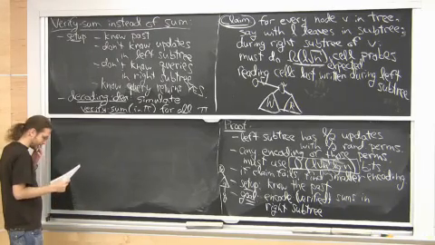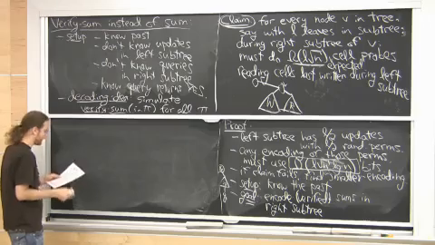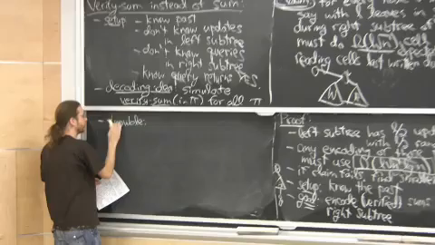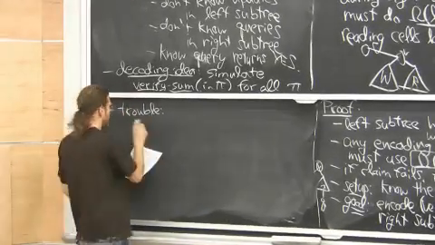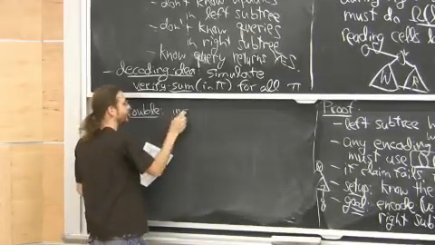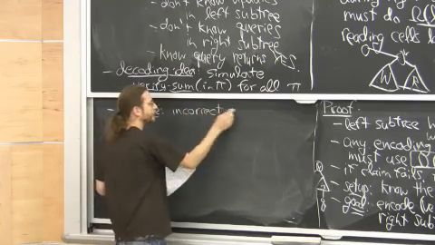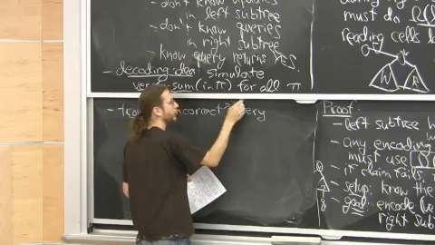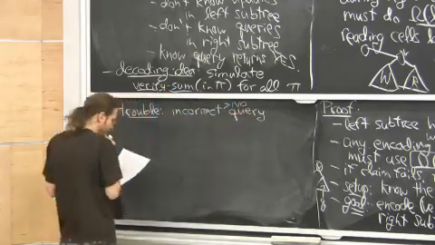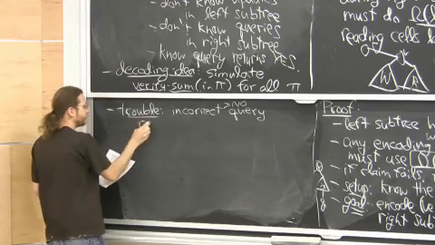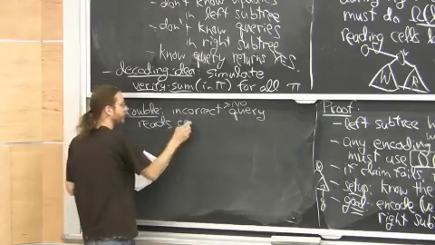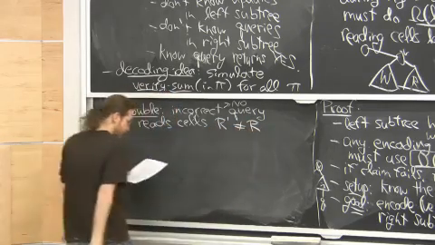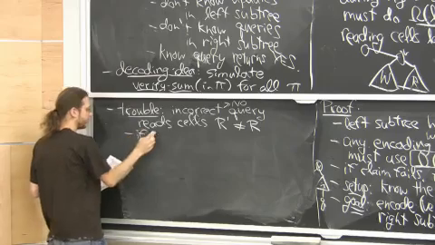So this is the annoying thing. Trouble. If you look at an incorrect query, meaning the wrong pi, this is like a no query. The output's no. It reads some different set of cells, R prime, which isn't the same thing as R.